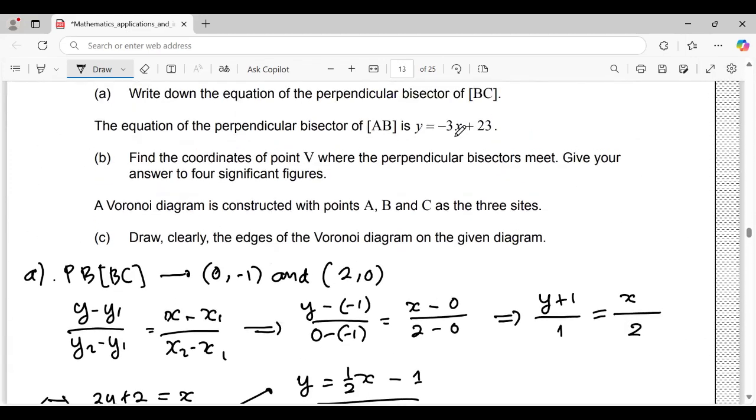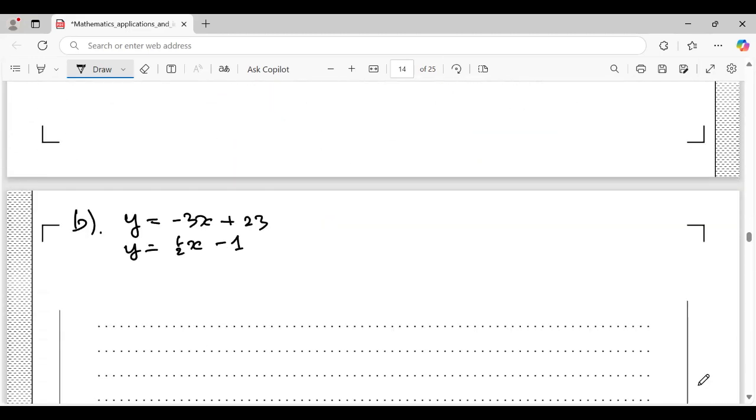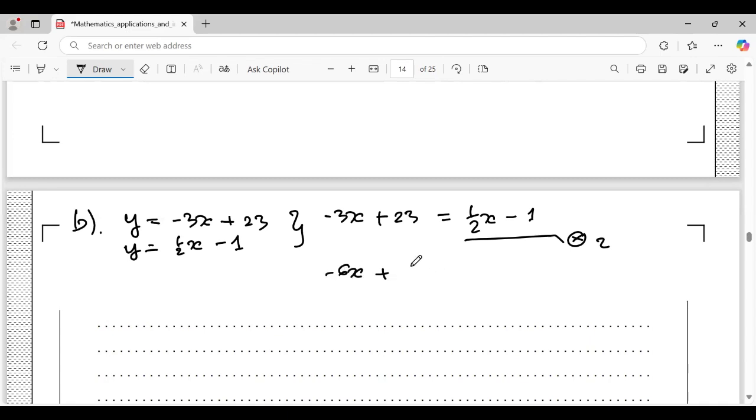Okay, this one. So y equals y. It means minus 3x plus 23 equals half x minus 1. Times 2, it becomes minus 6x plus 46 equals x minus 2.